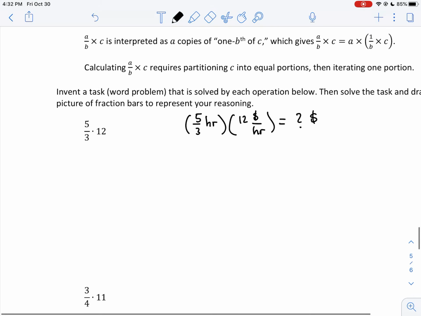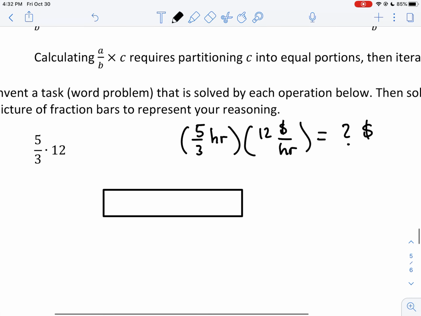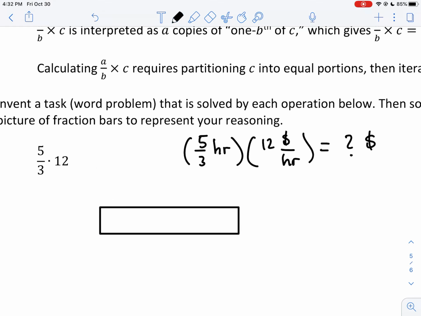5/3 hours times $12 per hour. Okay, so this is a two-step process. We're first going to take $12, which corresponds to 1 hour. Give me a rectangle, please. There we go. Okay. All right, so this is $12 if you're doing it in terms of dollars, or you can think of it as 1 hour. It represents an hour or it represents $12.